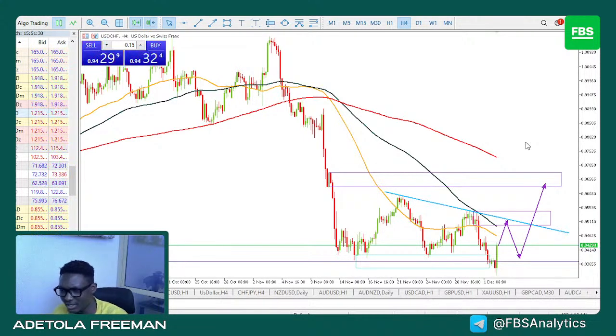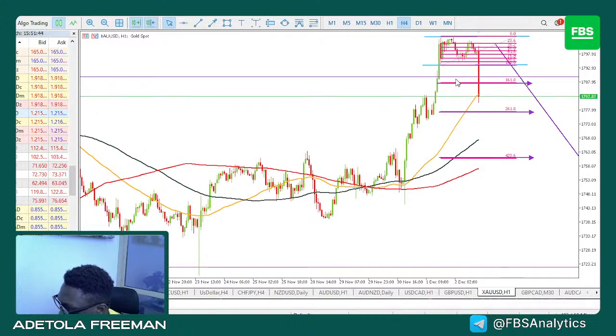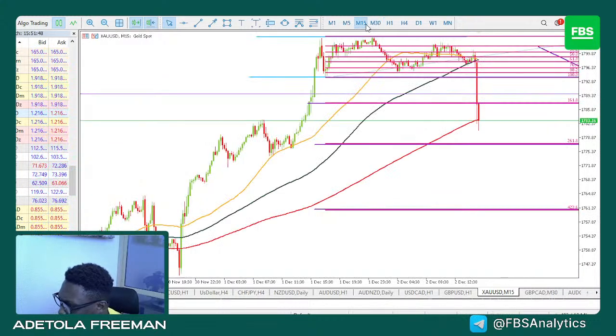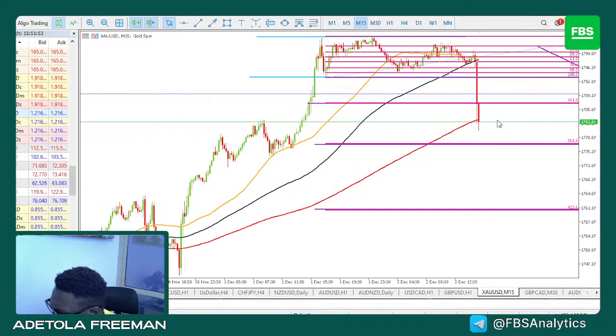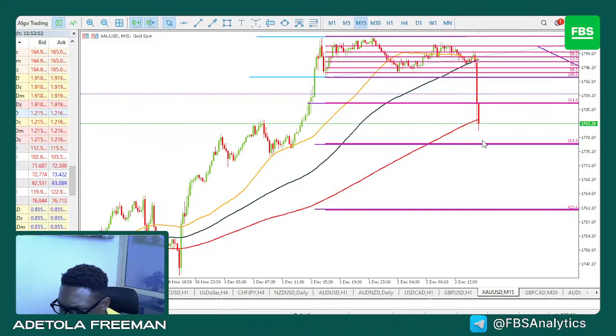Where is the retest likely to happen before continuing the downtrend? On gold, let's check that. Where's the retest likely to happen? I think I would say it already happened. We broke past the TP1, came back to retest TP1, and now we're heading towards TP2. So I think that the retest already happened.